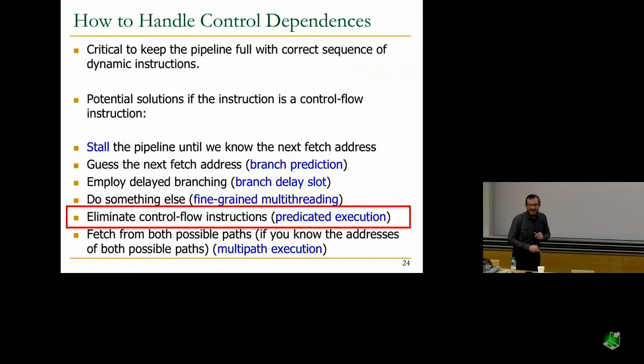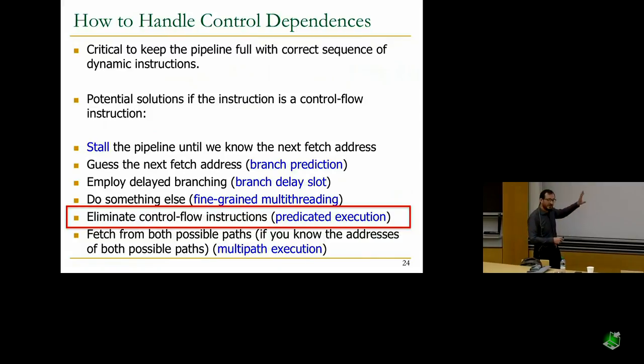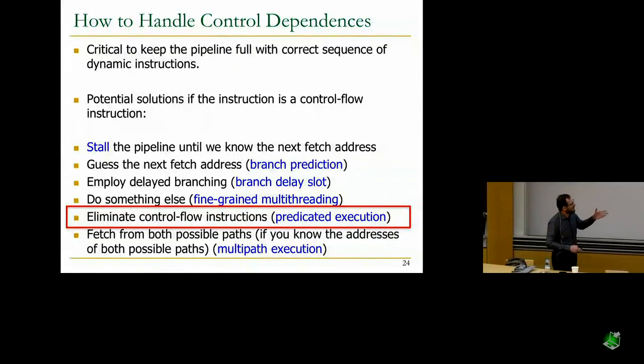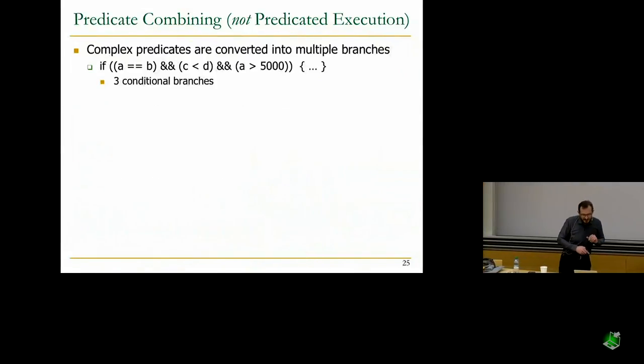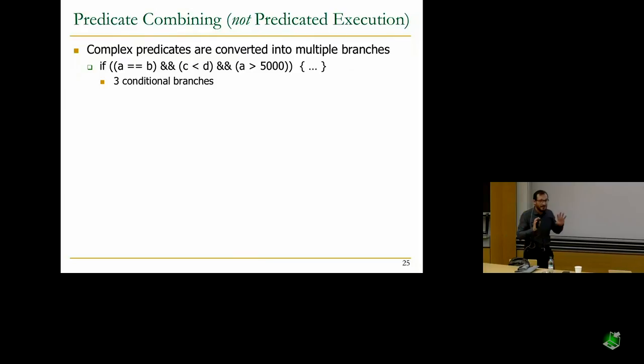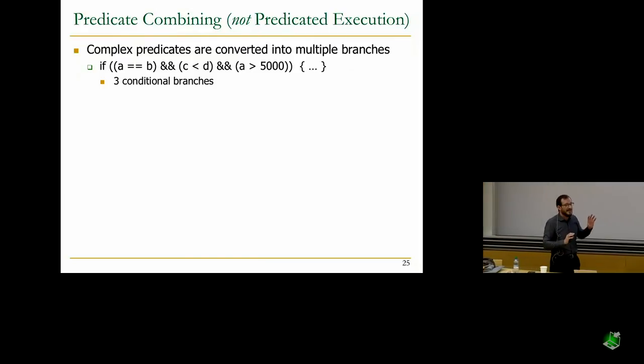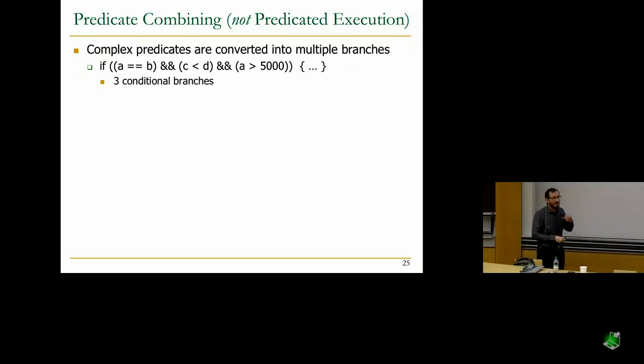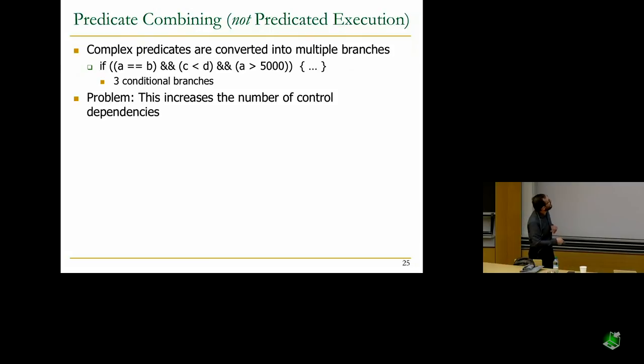Okay, let's look at something else, which is predicate execution. We actually talked about this briefly. I'm going to cover it in a little bit more detail, but not too much more. We talked about this predicate combining, so I just want to show this slide. But this is not the same thing as predicate execution. Predicate combining, as we've said, is an optimization that you can do as a programmer or a compiler can do. For example, if you have this complex predicate, this can be converted into three conditional branches, as you can see. That increases the number of control dependencies.